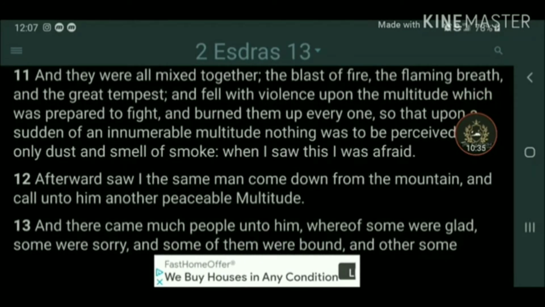Now we know it's going to be thermonuclear weapons, it's going to be chariots in the sky, and the Most High going to be hitting them with laser beams, all that together.